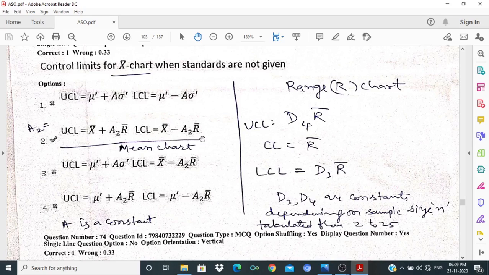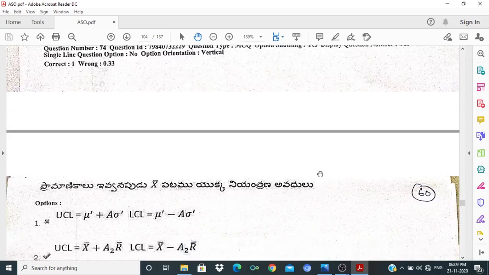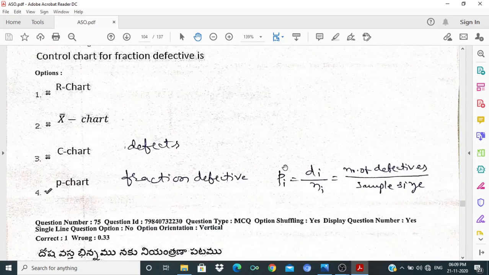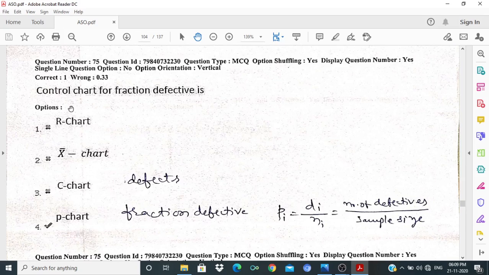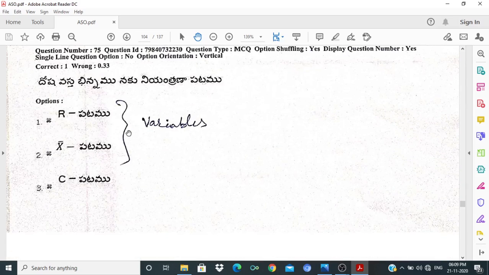Here also A2 is a constant. This is the control limits for mean, and this is for range. The P chart is the control chart for fraction defective, as we have discussed earlier. P is di by Ni, number of defectives by sample size. The C chart is for defects. The X bar chart is the mean chart. This is the range chart.